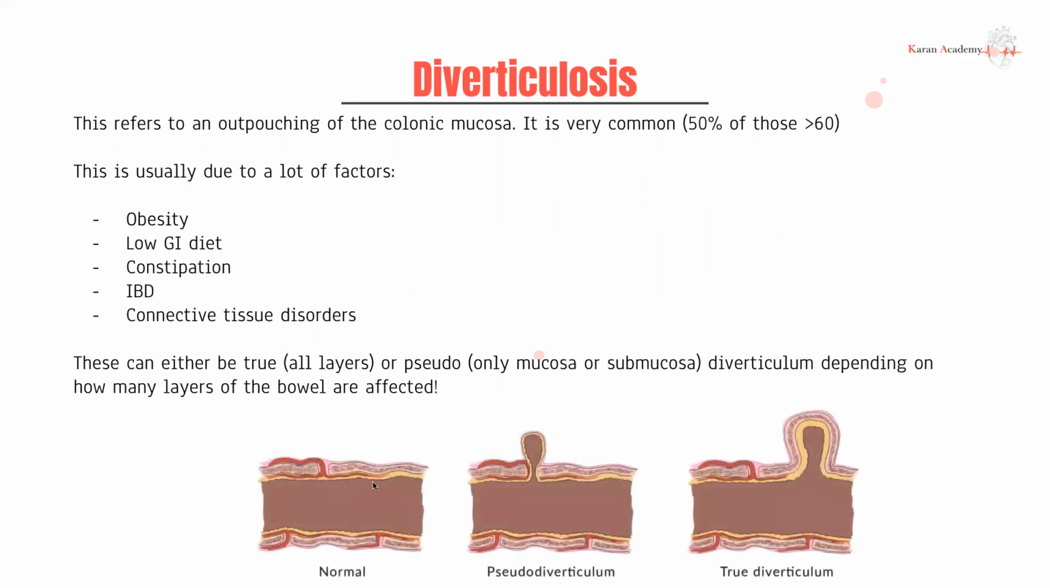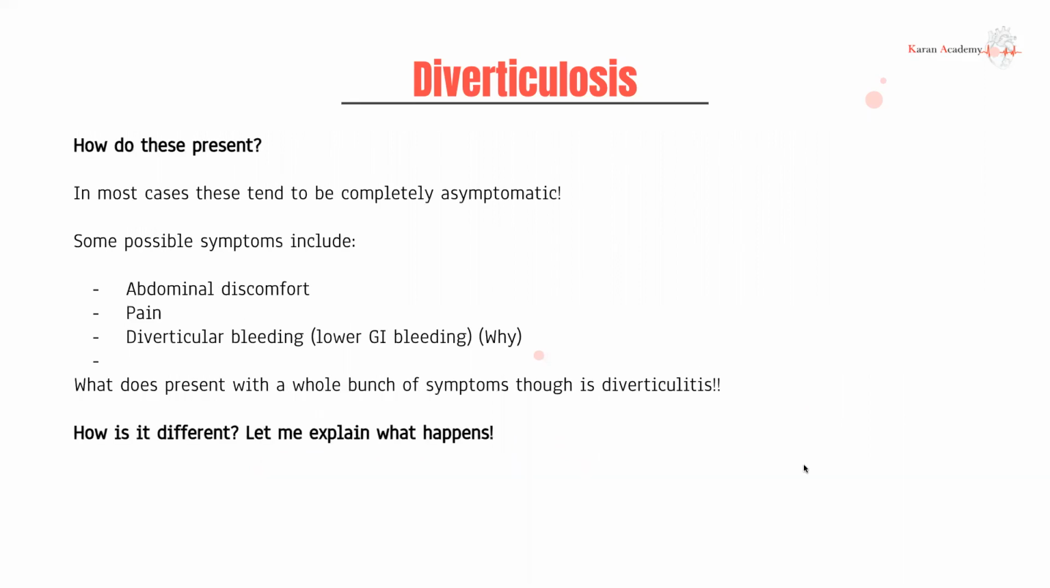So this is your normal colonic mucosa. If you have an outpouching that just affects the mucosa or the submucosa, then that's called a pseudodiverticulum. And a true diverticulum affects all layers.